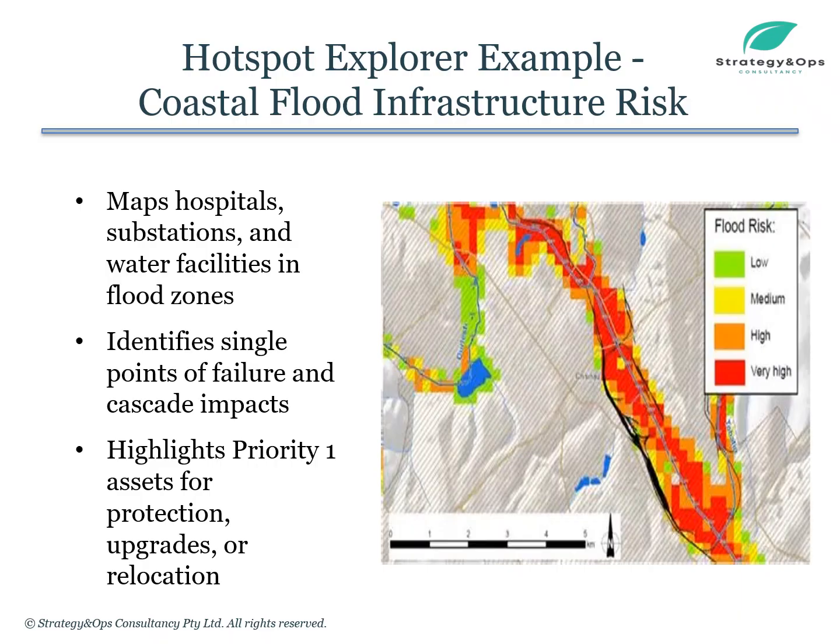The main concern is the cascade effect. If the substation floods, the hospital loses power. If the water plant shuts down, health and emergency services are disrupted. One failure can trigger widespread system breakdowns. Hotspot platforms make these dependencies visible.